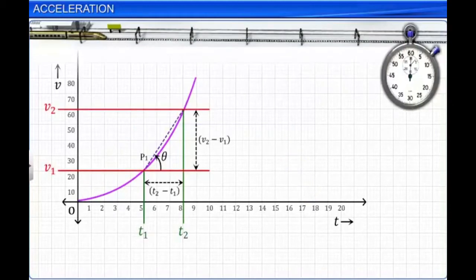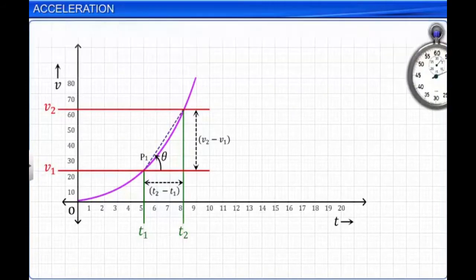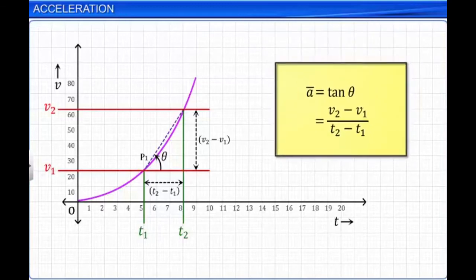Acceleration of a body is the rate of change of its velocity with time. The average acceleration, A dash, is defined as the change of velocity divided by time.